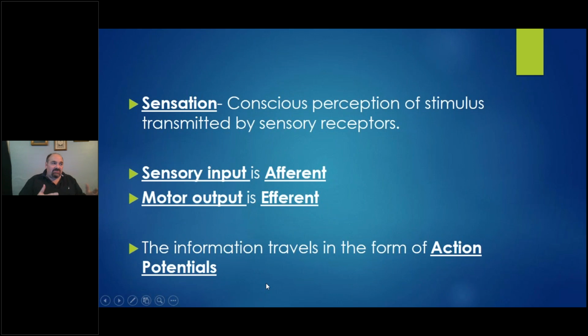Action potentials are the information being traveled from the neuron cell body out through the axon. Graded potentials are sending information via the dendrites to the soma, the neuron cell body, and then the axon carries action potentials. Okay?